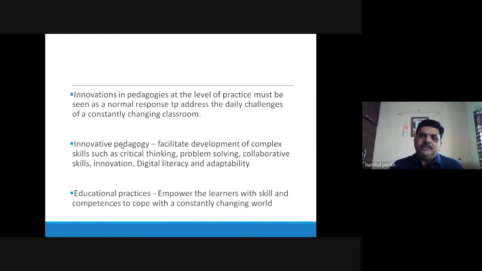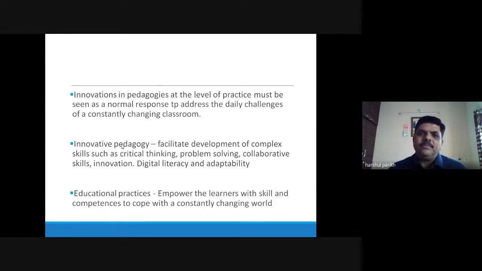Innovative pedagogies must facilitate development of complex skills. So as a teacher, we have to think which kind of innovative pedagogies are helpful to the student to build critical thinking, problem solving, collaborative skill, innovation, digital literacy, and adaptability. Educational practices must be employed in such a way that they empower the learners. It gives competencies in the student to cope with a constantly changing world.